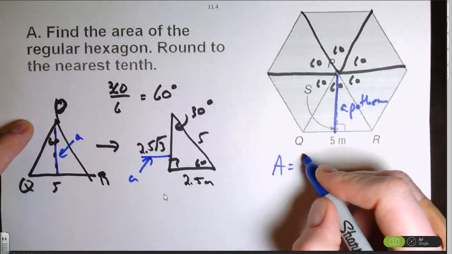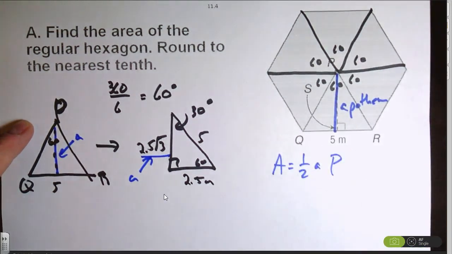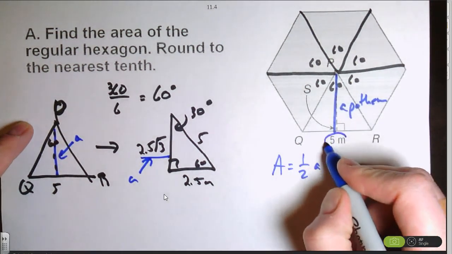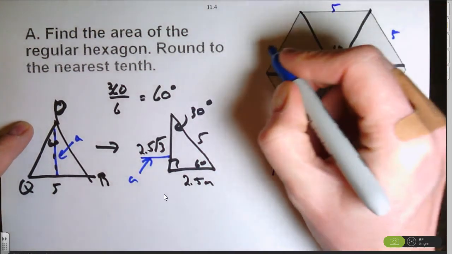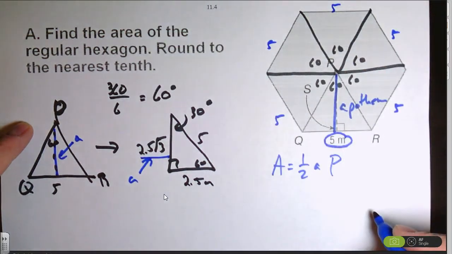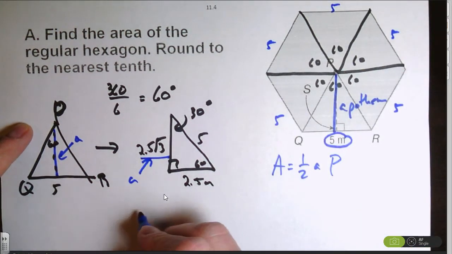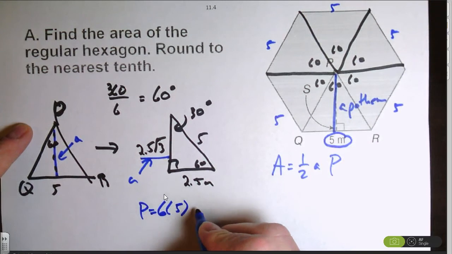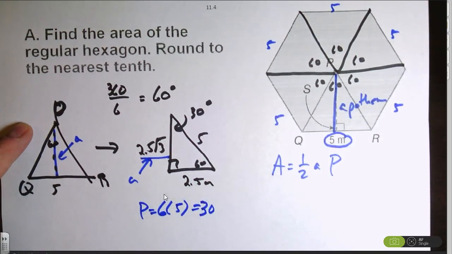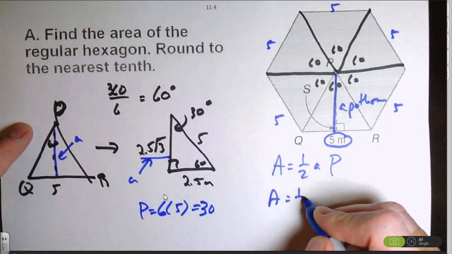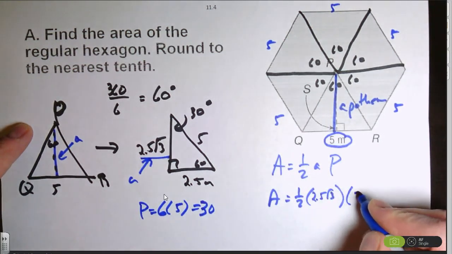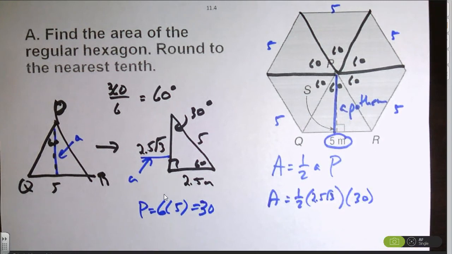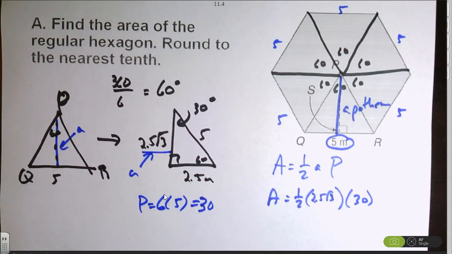Now, area is 1/2 apothem times perimeter. The nice thing is I already had the side length of 5. So this is 5, this is 5, this is 5, this is 5, this is 5. So the perimeter is 6 times 5, which is 30. So area equals 1/2 apothem, which is 2.5 root 3, times 30. And it did say round to the nearest tenth, so we don't need an exact answer here. We can just use our calculator.